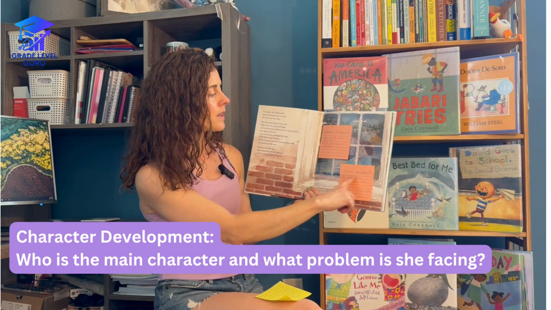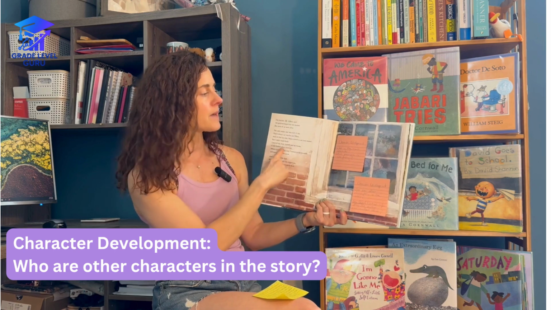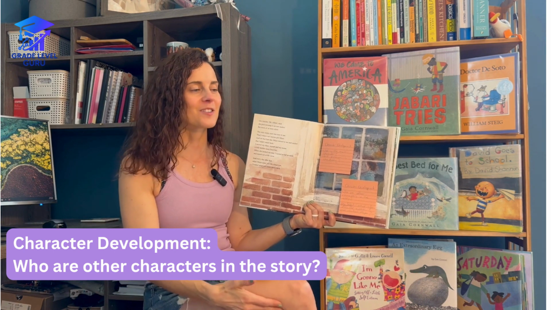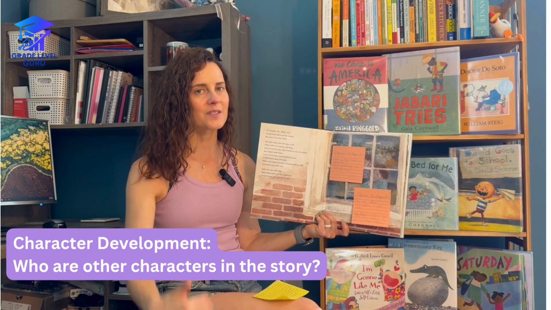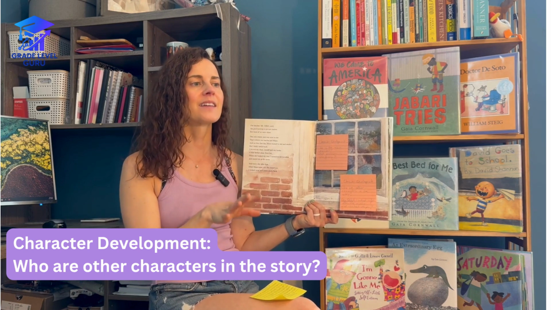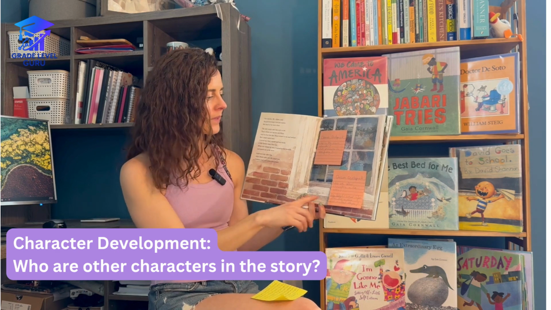Okay, character development. Who are other characters in the story? That's Maya. I kind of already explained about her. Maya is the other character in the story. New kid in school, head to toe, secondhand. And not just secondhand, but secondhand that looks old. Like, does not look new.